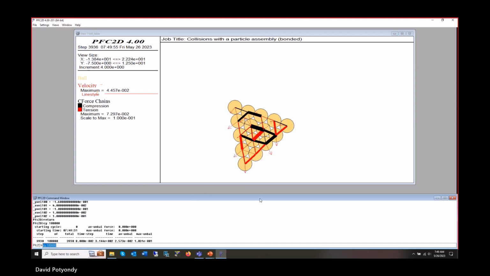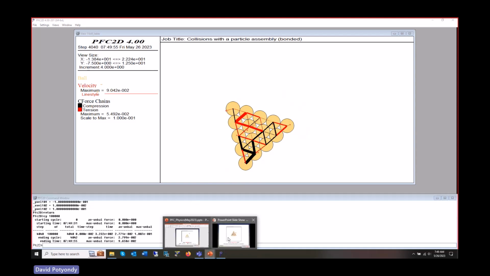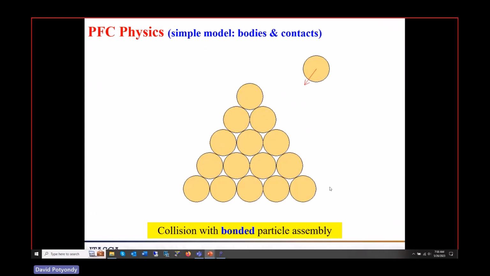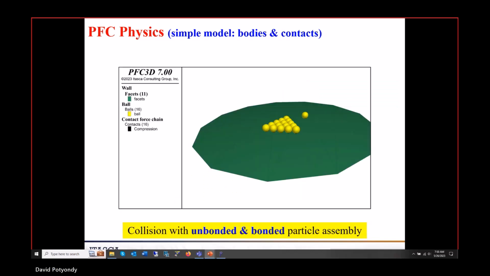I love this picture. This illustrates so much. The key element here is that now you can have tension in the system if you have some type of bonding. Now, just for fun, we're going to do the same thing, but this is going to be the PFC 3D model, the modern PFC 3D. But wait, one other thing.